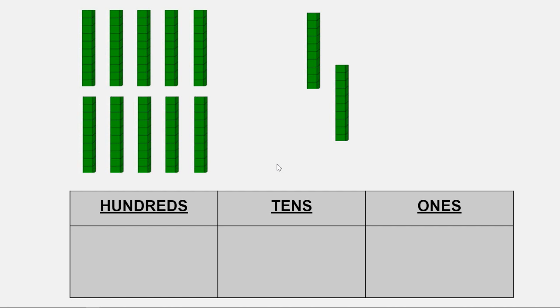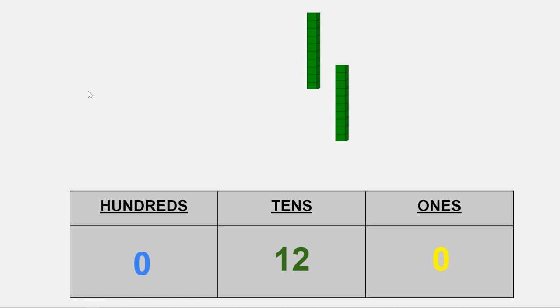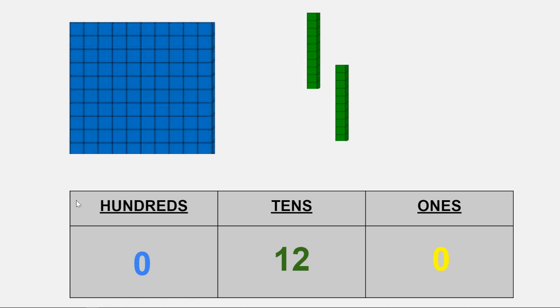Here you see no hundreds, a lot of tens, and no ones. The students will note on their place value chart that they have no hundreds, 12 tens, and 0 ones. They should very quickly be able to recognize that 10 tens right here is really equal to 100, and then note it on their place value chart so they can find out the true value of that group of ten sticks. They have 100, 2 tens, and 0 ones for a value of 120.